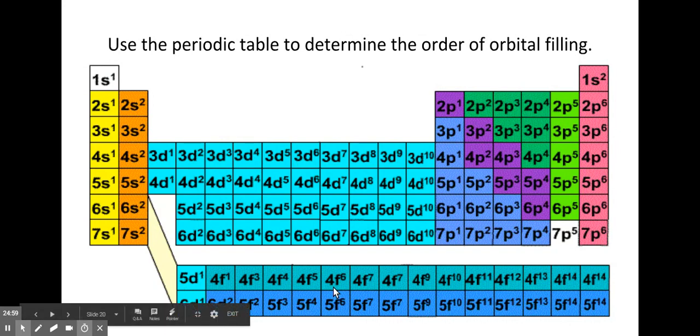And when you get to F's, which hopefully they won't put those on the test, but you never know what they're going to do, the 4 F's here are actually part of period 6. So they are 2 less than their period number. So the 5 F's are actually part of period 7. So 7 minus 2 is 5.